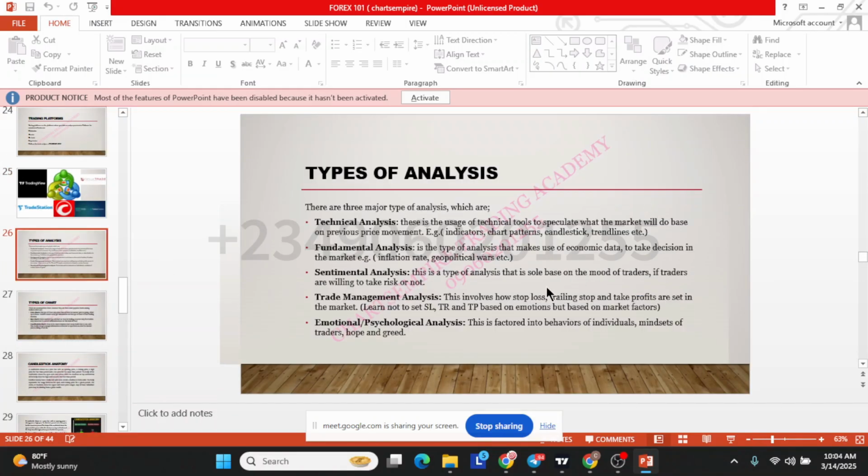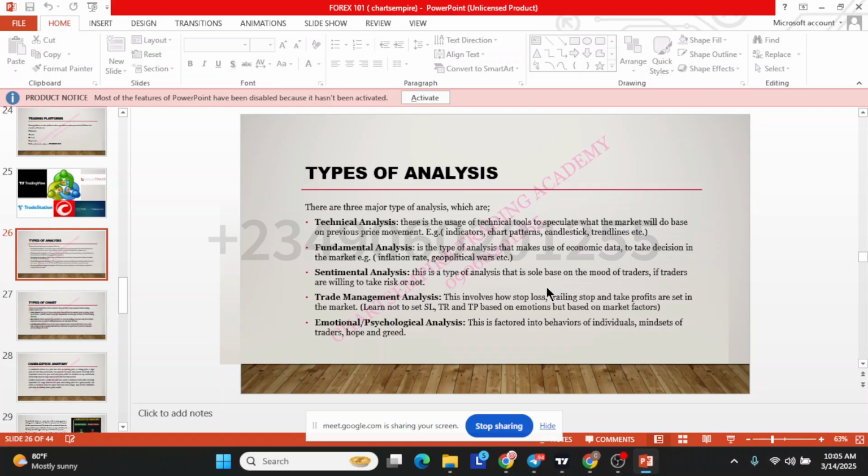Alright. So today now we want to talk about the different types of analysis that we have in trading, not just forex market alone, in trading generally. So first we have technical analysis. These are approaches that we use to take decisions in the market. And the first approach is the technical analysis.